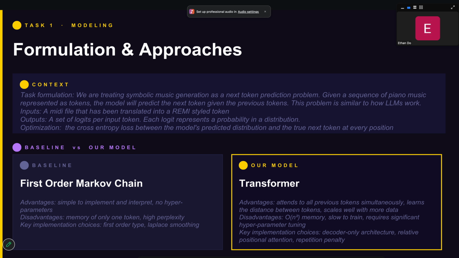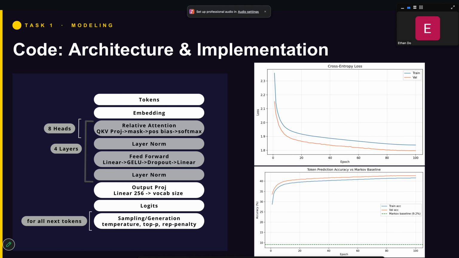And some key implementation choices are that it's a decoder-only architecture, meaning that we use a causal mask so that the model only sees the past tokens. And then we have relative positional attention as well. And we have repetition penalty, which means that we'll penalize the model for re-looping the same chorus and verses all over again. So then it creates more creativity within the music structure. Next slide, please.